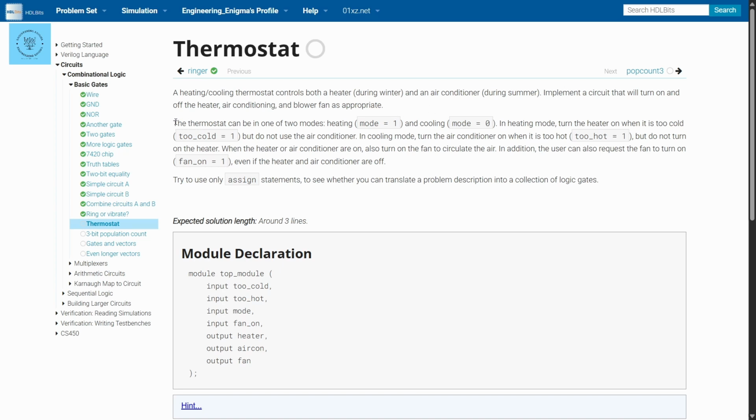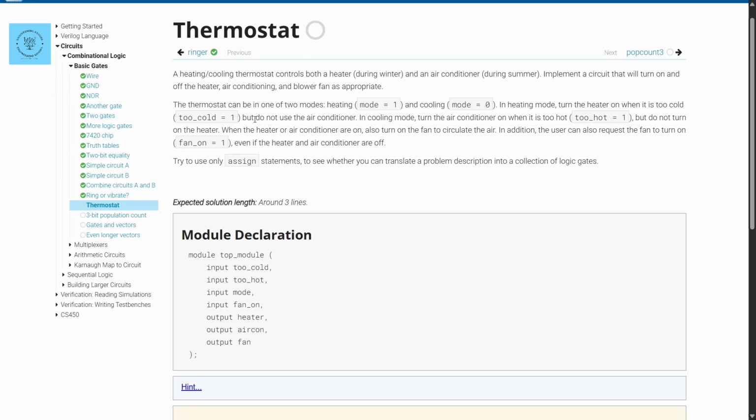The thermostat can be in one of two modes: heating mode equal to 1 and cooling mode equal to 0. In heating mode, turn the heater on when it is too cold equal to 1, means when mode equal to 1 and too cold equal to 1, the heating should be on, and when mode equal to 0 and too hot equal to 1, the air conditioner should be on. But do not turn on the heater. When the heater or air conditioner are on, also turn on the fan to circulate the air. So in both the conditions, whether it is the heater or the air conditioner, the fan should be on if one of them is on.